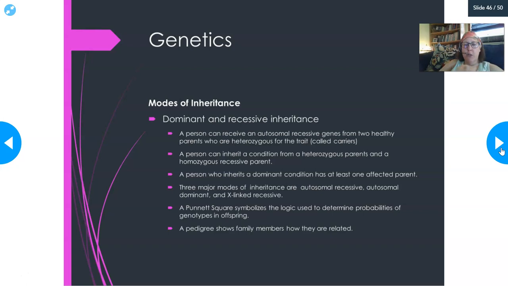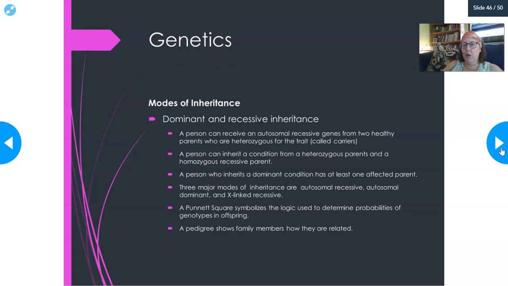Another way that you can inherit: a person who inherits a dominant condition will have at least one affected parent. For example, Huntington's disease is a dominant condition, meaning that if you just have one of the genes, so let's say you got the Huntington disease gene from mom, all you have to have is one of those. It's dominant, and you will have Huntington's, okay? That means the parent has Huntington's. The parent could be a mom or a dad, but with a dominant condition, it just takes one copy of the gene and it will override the normal.